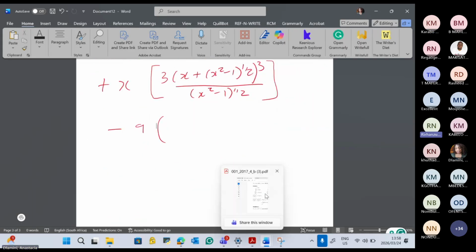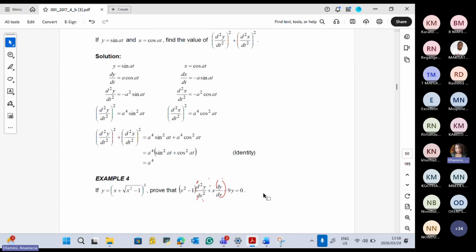How many seats? Do you remember why? Can you please read this? X plus. How many seats? Can you please mute?